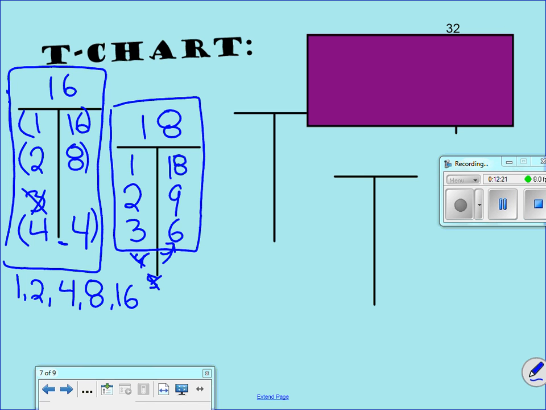Let's try 10. So we start with 1 again. 1 and 10, 2 and 5. So I think you guys get that. So that's it for 10. Next I want you guys to try and do 32 up here. Pause the video and then work it out.